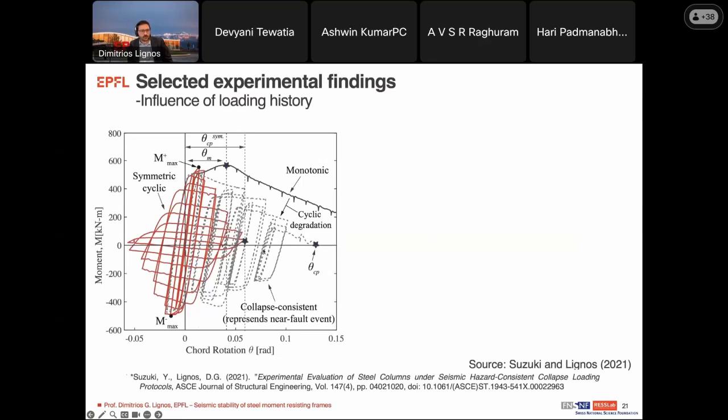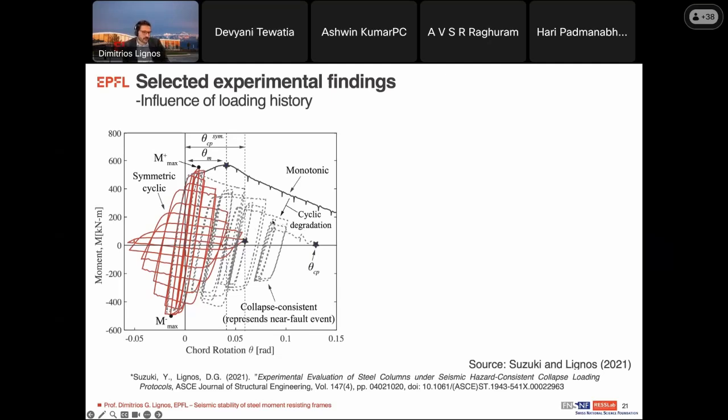A couple of other things that we found that may be interesting is that we reviewed carefully the influence of the loading history. And here you see tests on 3 identical columns. One of them is tested monotonically. This would be the black solid line here. The other one would be tested under symmetric cyclic loading history, and you see that at about 4 or 5% drift the column will lose the entire resistance.